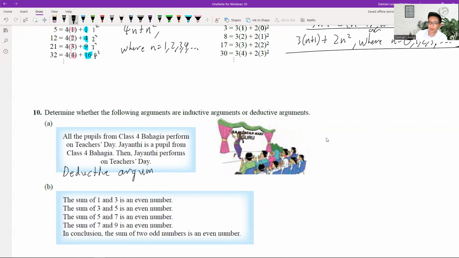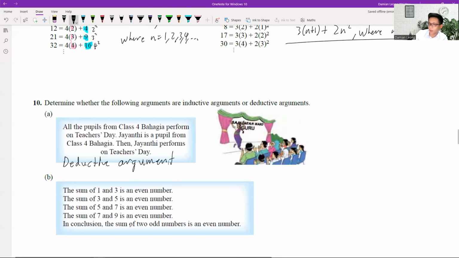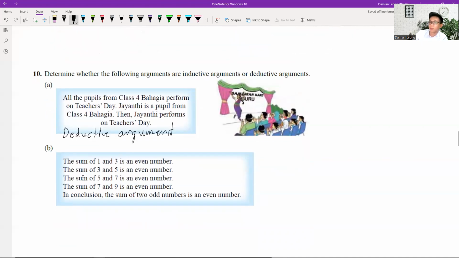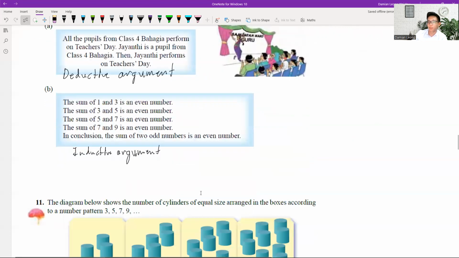So deductive argument for part A. For part B, sum of 1 and 3 is even, 3 and 5 even number, 5 and 7 even number, 7 and 9 even number. So it's based on how the pattern of this works. So it's an inductive argument. Okay, just like that.